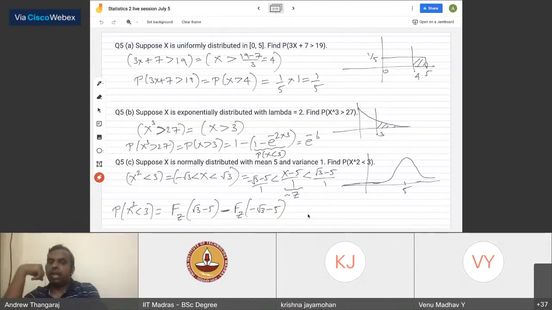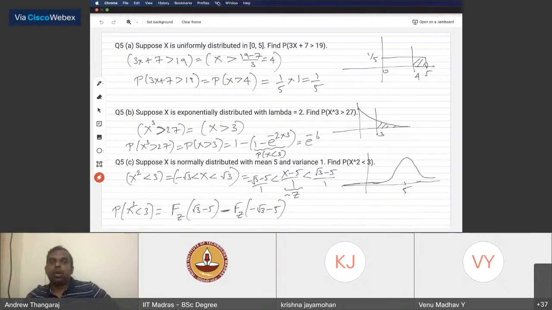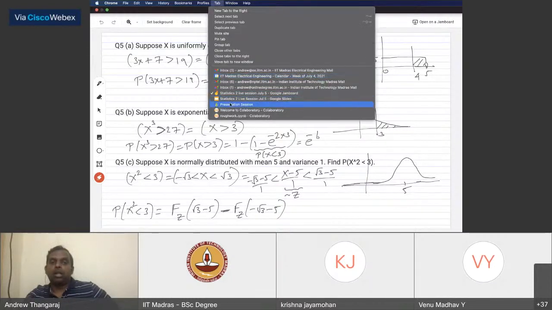So how will you use symmetry here? There is a question about symmetry. How will you simplify this with symmetry? Be careful, watch out for how this term has come out. See, the negative of root 3 minus 5 is not minus root 3 minus 5. So pay attention to that. It's not possible to use symmetry in this case. Okay, all right, so let's move on to the next question.